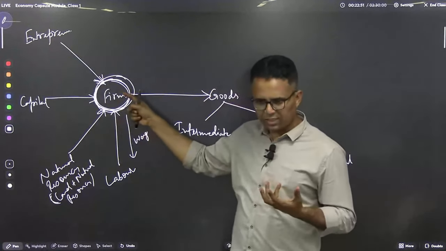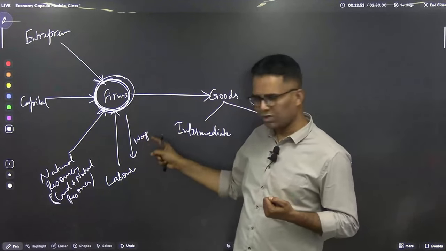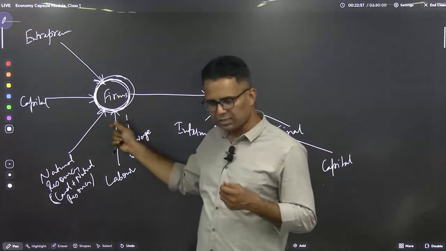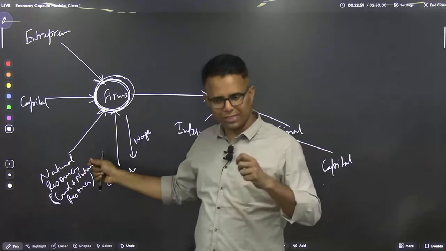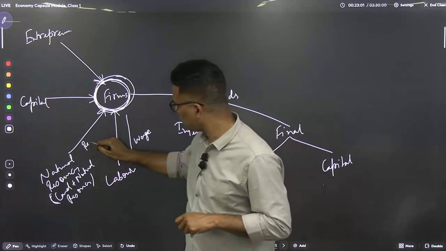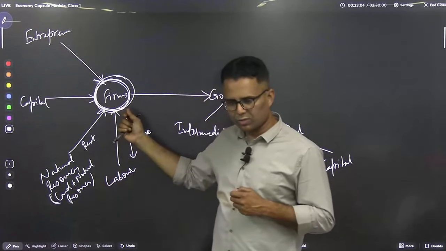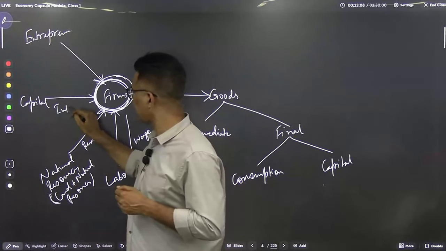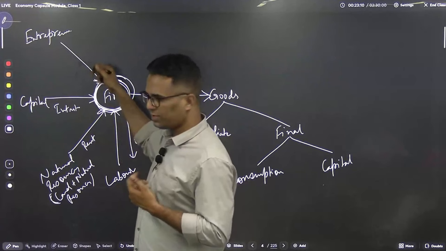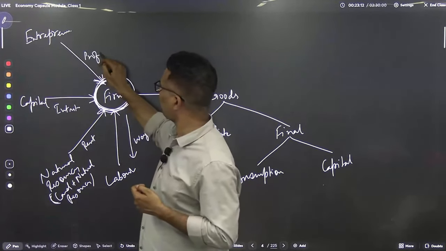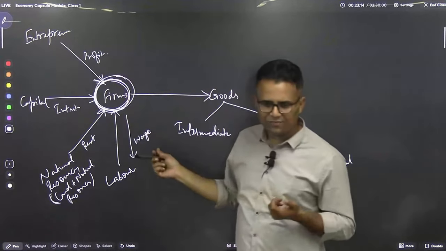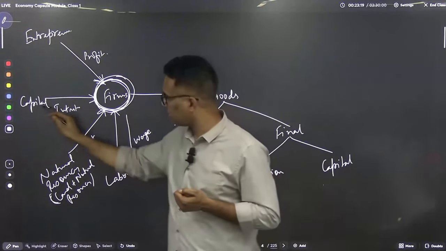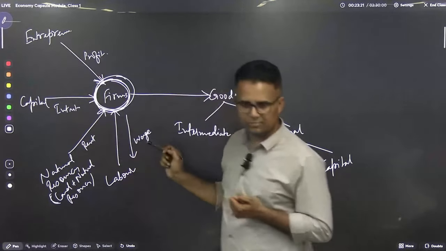Out of this 3000, whatever Vivek gets is called wages. Whatever is given to the person who provided land is called rent. Whatever is given for this building or digital board is called interest. And whatever is given to the entrepreneur is called profit. So profit, interest, rent and wages, they are basically money. But depending on the type of input, this terminology changes.